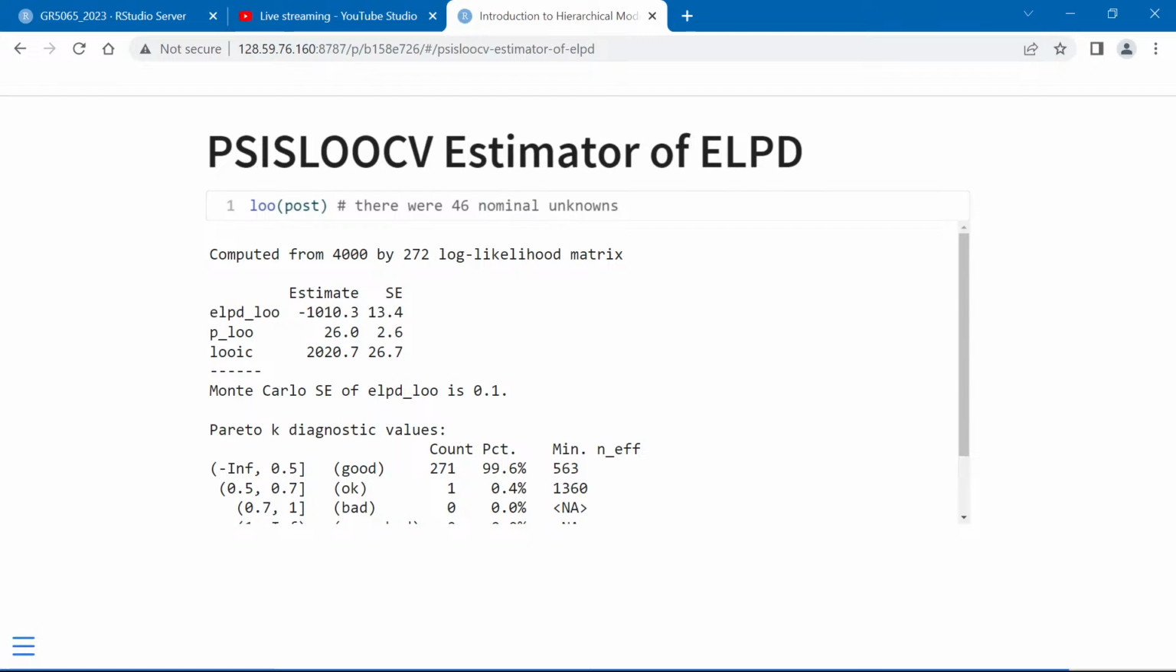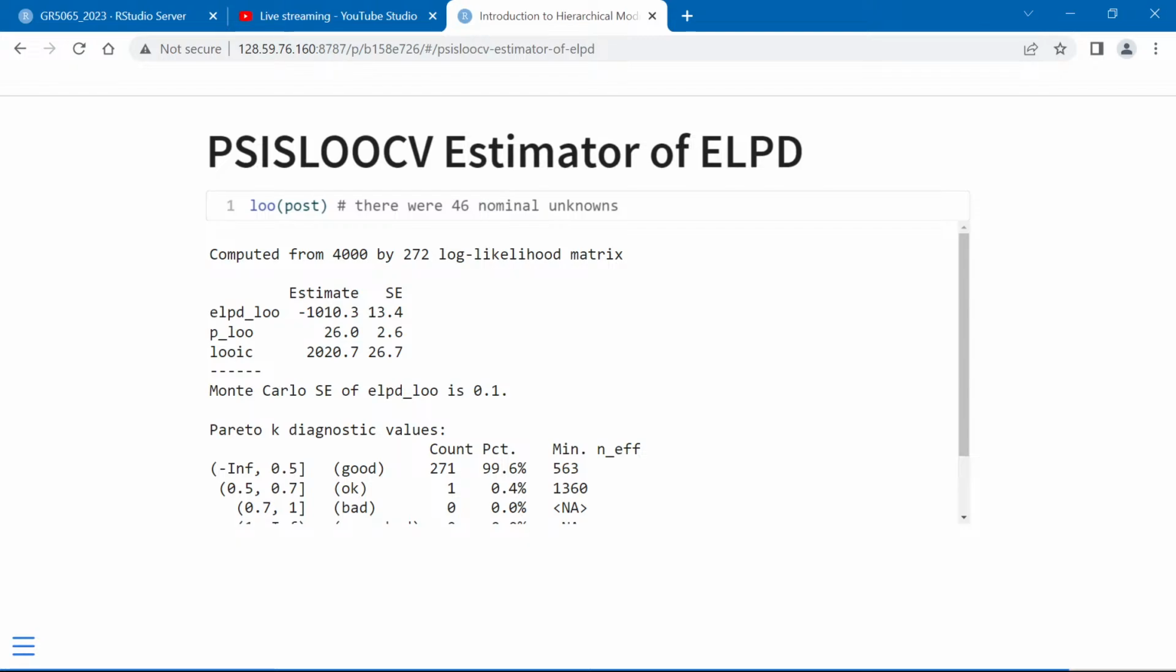with objects that are produced by the respective package, including the Pareto-smoothed importance sampling leave-one-out estimator of the expected log predictive density. If we wanted to compare this model to some other model applied to the same outcome, we get this. Diagnostic values totally in the okay or good range for all 272 observations. And okay, we've got this, we can compare it to another model.